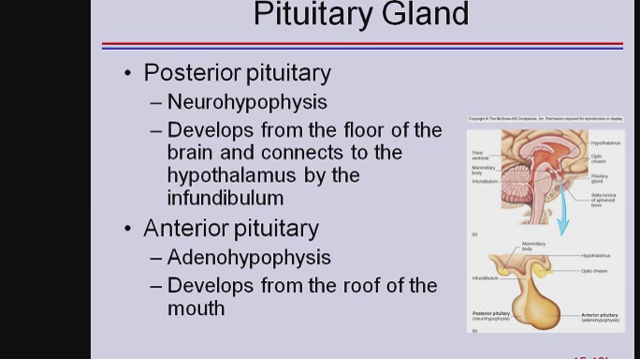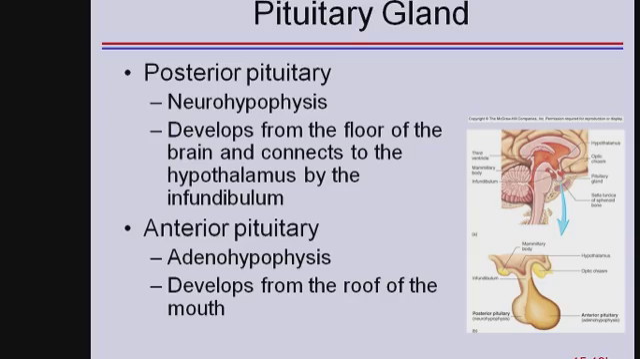The pituitary gland is basically 2 glands within itself. It is composed of an anterior and a posterior portion. The posterior portion, on the back side of the pituitary gland, is the neurohypophysis, and it develops from the floor of the brain and connects to the hypothalamus by the infundibulum. Excuse me, I was talking about the anterior when I was supposed to be talking about the posterior.